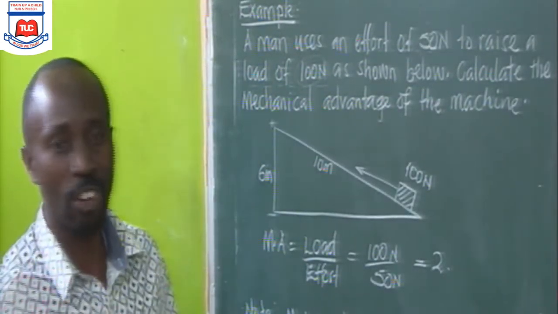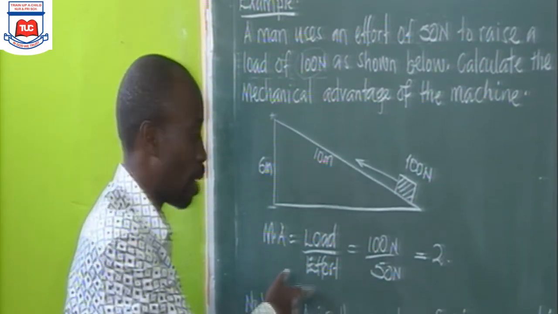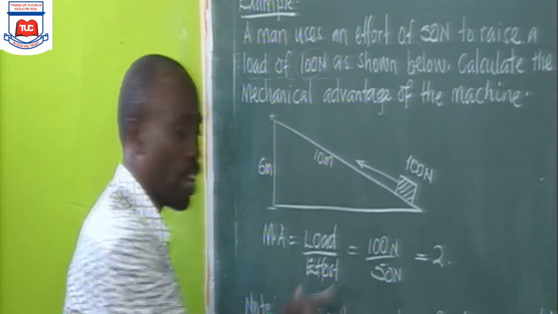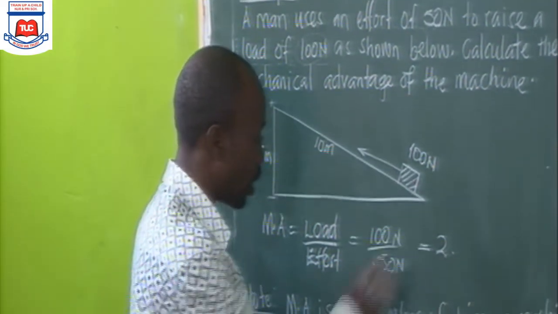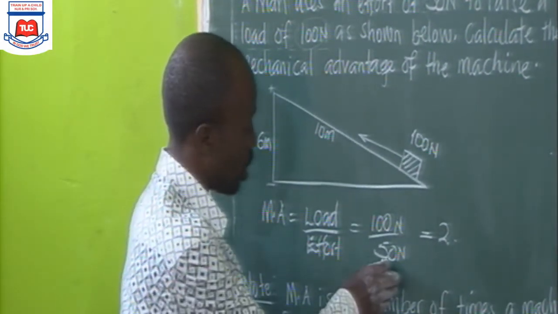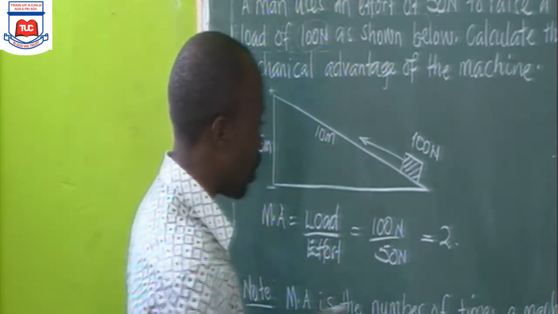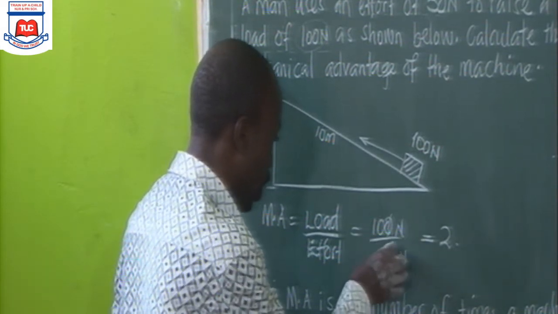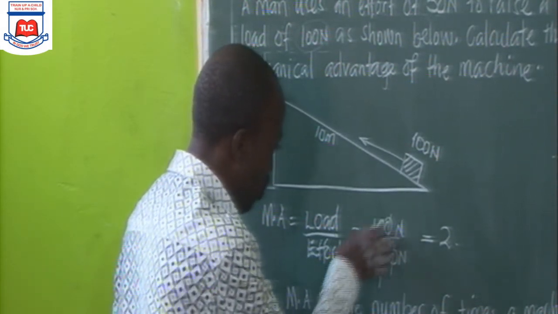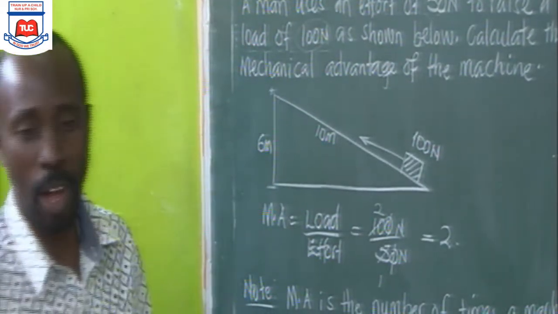After identifying those two forces, you can come here and substitute. Substitute for the load, substitute for the effort. Therefore, we have our load as 100 newtons and our effort as 50 newtons. So this one, I'll cancel a 0 by 0, then by 5, 1, by 5 here, we shall have a 2. So that's where the 2 comes from.